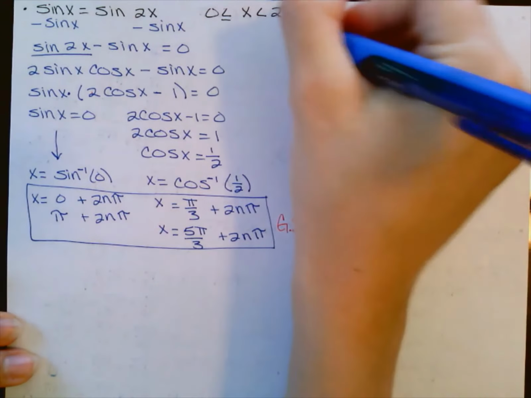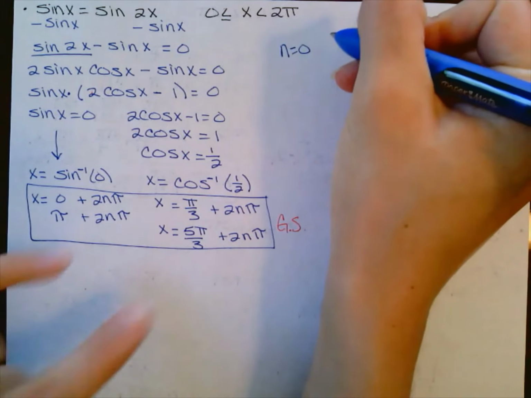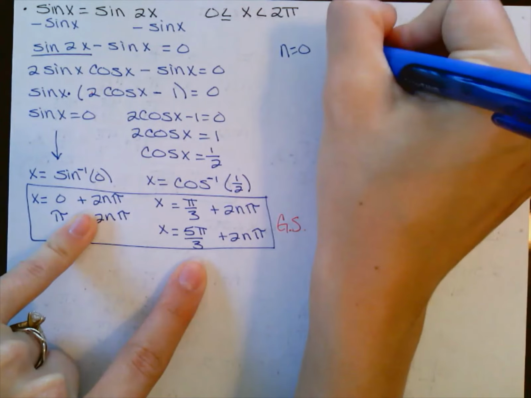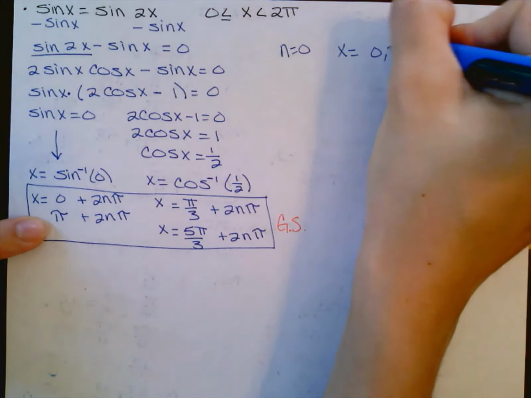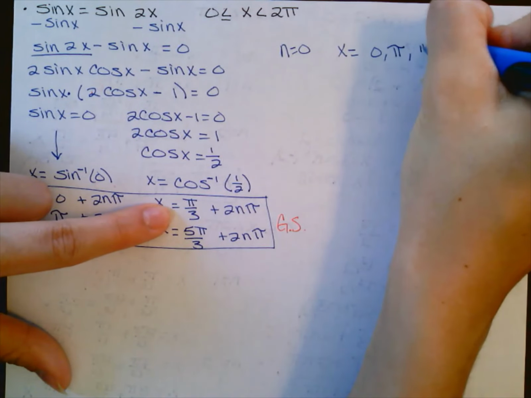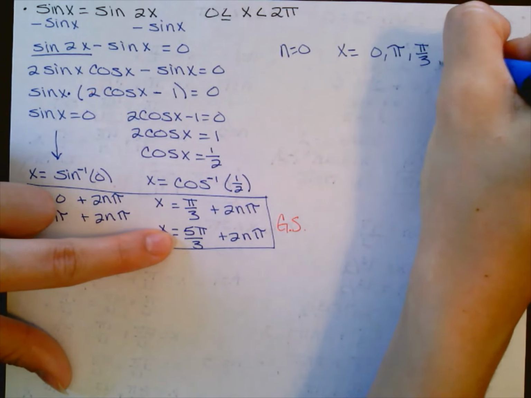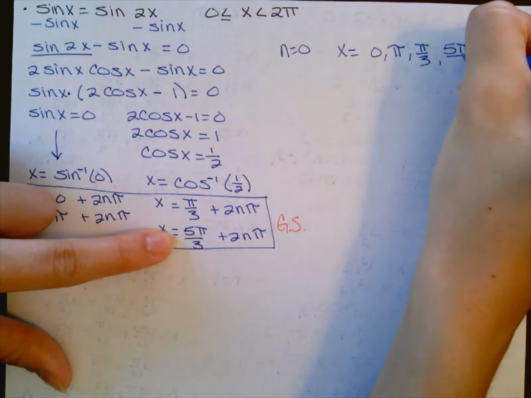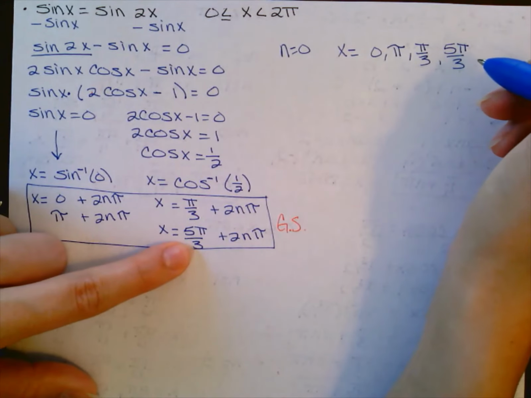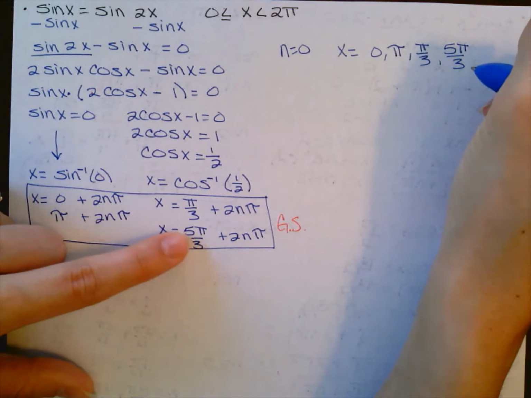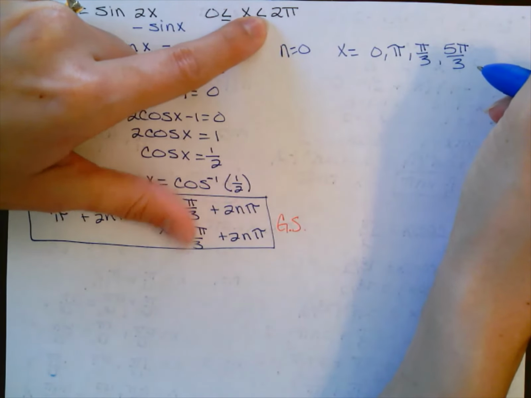Now when I start testing my n's, when n is 0, these 2n pi's cancel out and x is 0, pi, pi over 3, and 5 pi over 3. Okay? Everything is, remember, double the denominator. My denominator is 3. Double it would be 6. Anything past 6 would be greater than 2 pi.